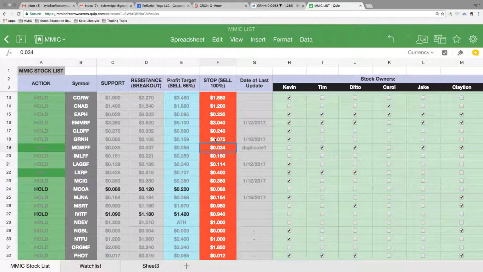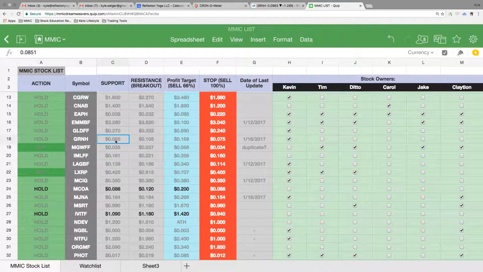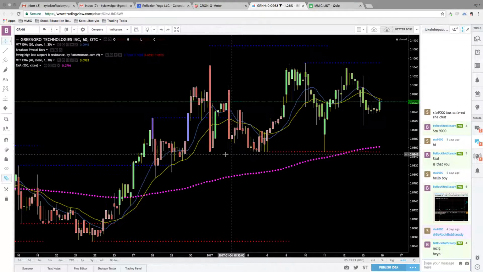So if it gets down to 7.5, that's going to be a fairly good indicator that I want to get rid of it. And if you look at these numbers in a line, it totally makes sense. Let's say I didn't own any of Green Grow, and I know these numbers ahead of time. I know that when it touches support, that's a good time to buy, because we have 2 pieces of evidence here.